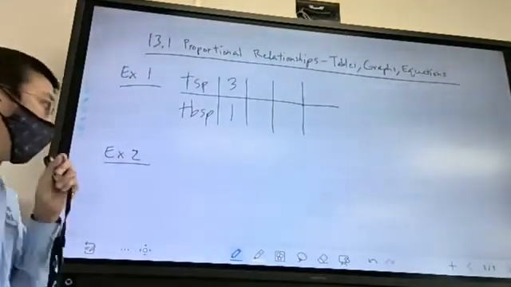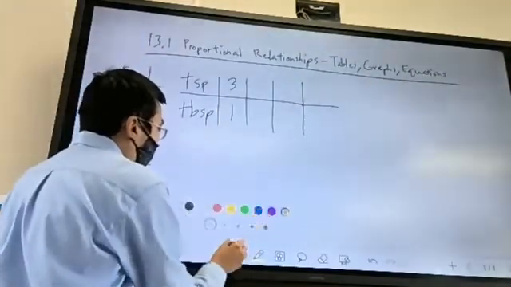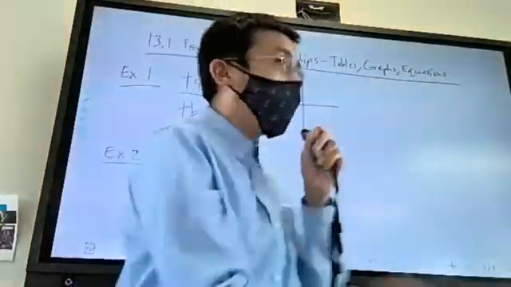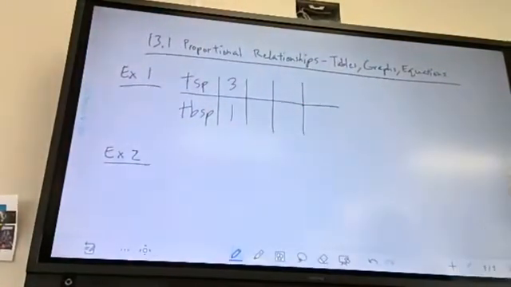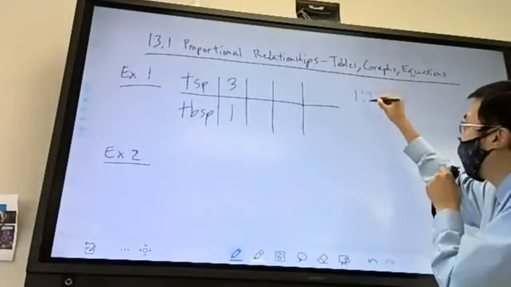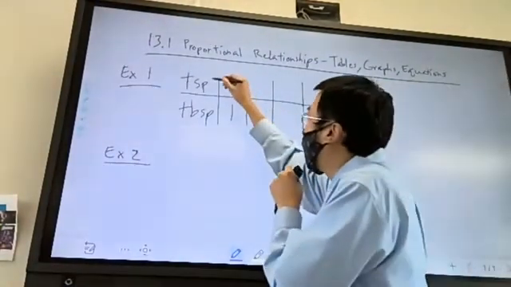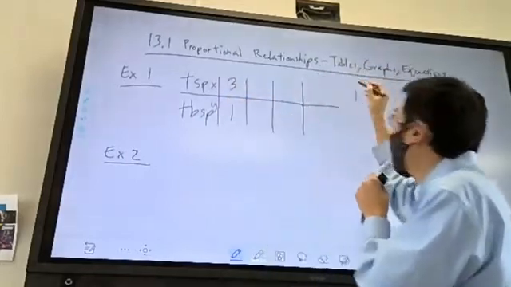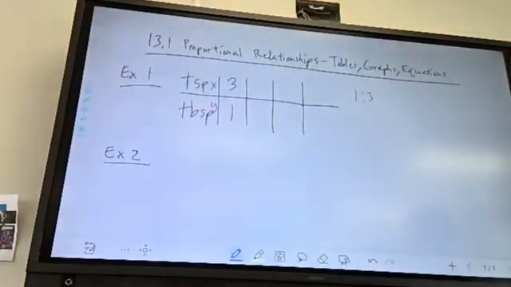You can think of equivalent ratios as ratios that equal to 1 to 3. So one of the ratios we have is 1 to 3 because it's always y to x. So 1 is our y, 3 is our x.